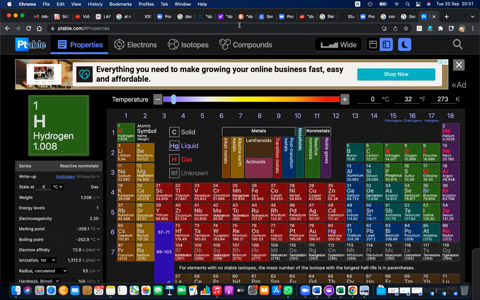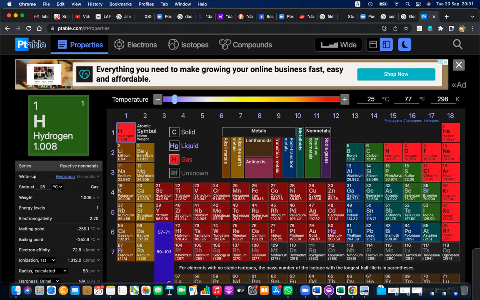So can you tell which are gases? Hydrogen. Yes, let me change it to room temperature, right? Room temperature is basically 25 degrees. That is equal to 77 Fahrenheit and 298 Kelvin. In that status, hydrogen is a gas. So when you click on the gas, you can see it's highlighted in red colors, right? These are gases. Hydrogen is gas.